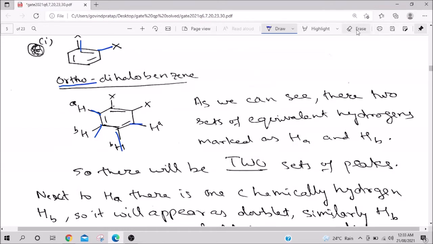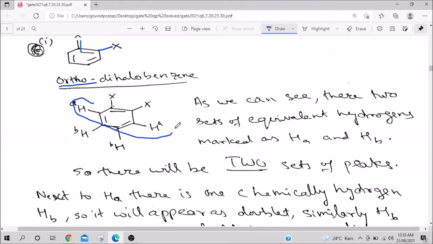Very clearly, you have to start seeing the neighbors. Neighboring to this hydrogen is carbon. When I move here, another carbon, once I move here, I find another halogen. Similarly, if I move from the other side, I find carbon, then another carbon, then halogen. So basically, they both are identical. Chemically, they are identical, so they both will show one single peak.